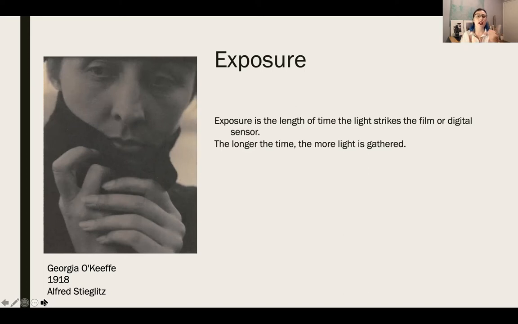Okay, so that is essentially what exposure is. It's just, how do we get a quality image? How do we get enough light, but not too much light? And exposure is all about light.